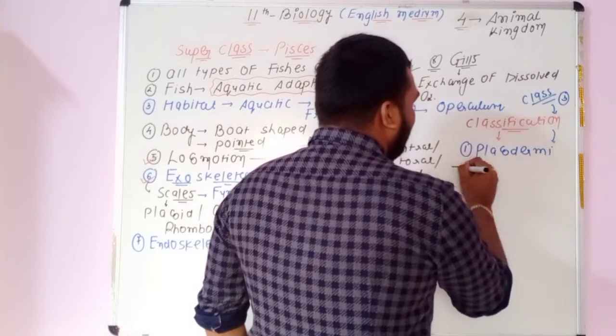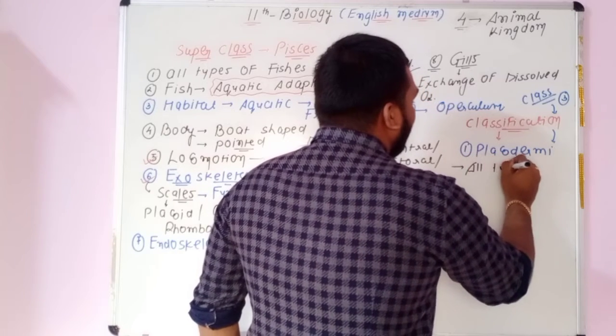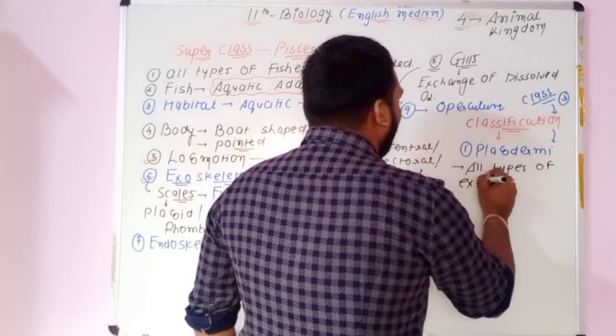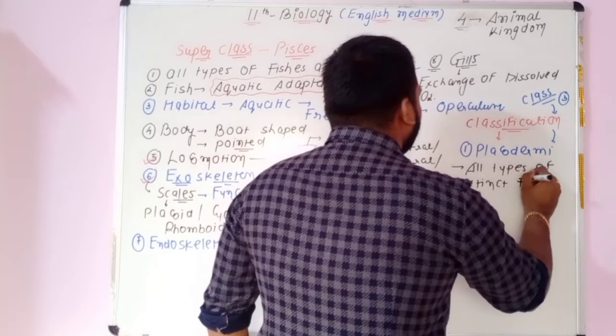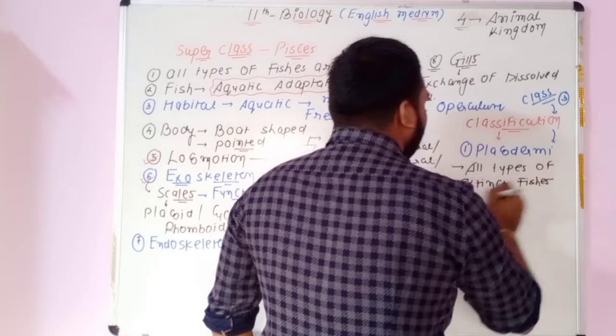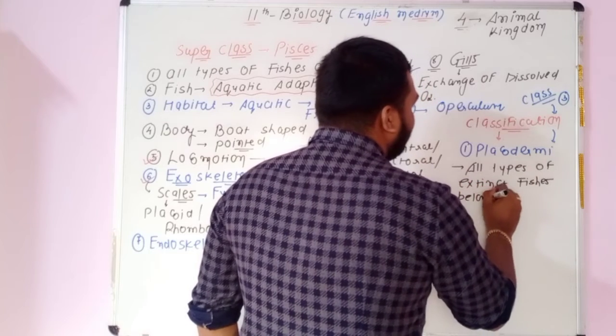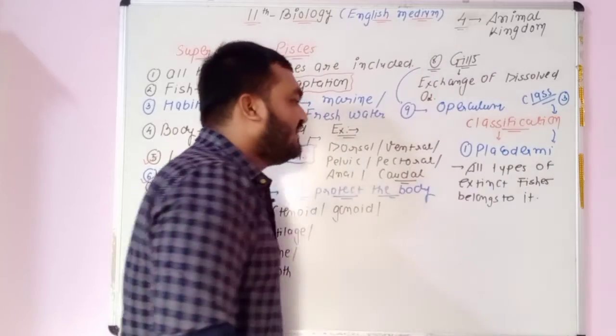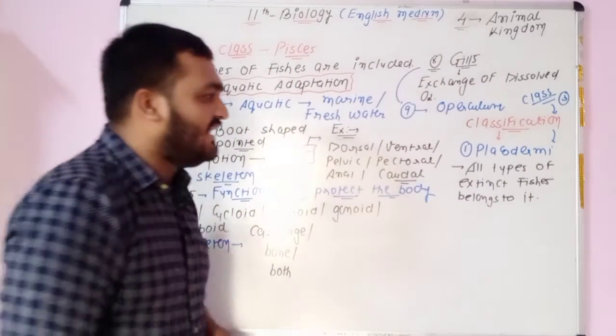Remember that all types of extinct fishes belong to class Placodermi.